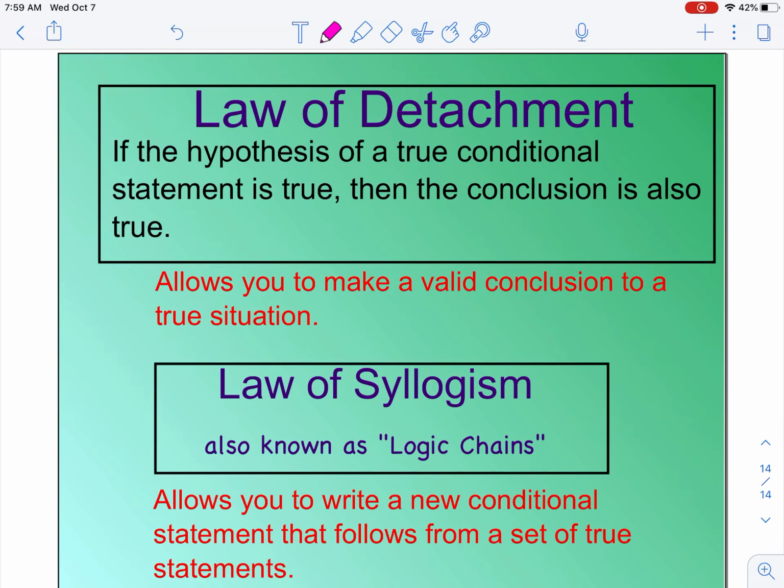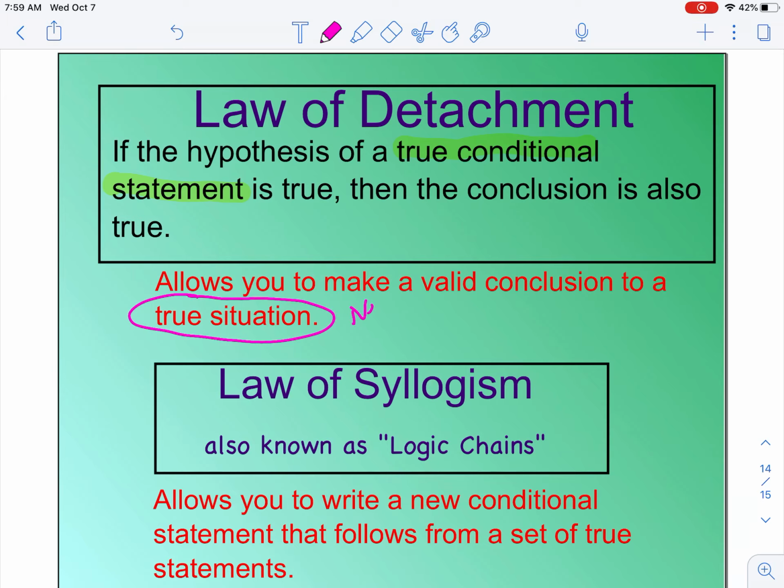So here's our final little piece. We're going to just, as a little review, go over what we talked about today. The law of detachment: if the hypothesis of a true conditional statement is true, then the conclusion is also true. Okay, so remember, you have to have a true conditional statement for the law of detachment. And then you make a valid conclusion to that true situation. So it allows you to make a valid conclusion to a true situation.